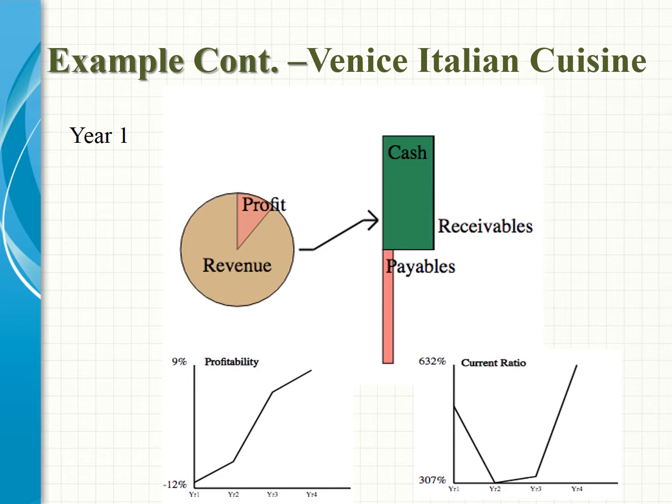Remember, cash plus receivables minus payables equals net liquidity. Now, look at year 1. In year 1, total current assets, cash and receivables, were larger than current total liabilities, payables. This means the business is liquid.